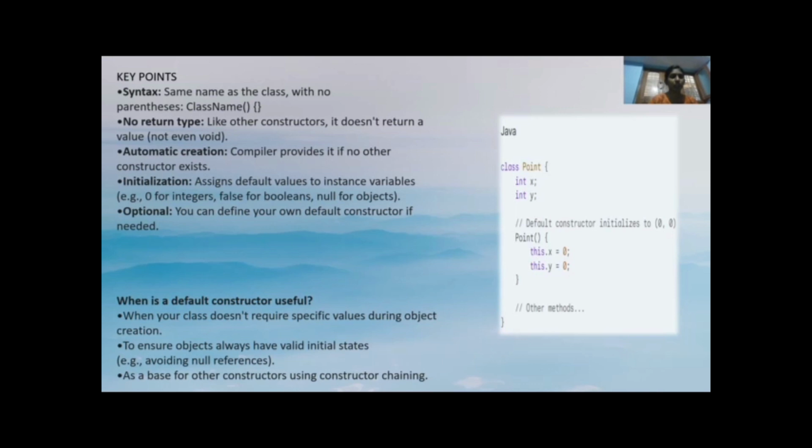And next we have key points for this default constructor. Syntax: same name as the class with no parameters. The syntax should be like this: class name, open braces and closing braces. No return type, like other constructors, it doesn't return any value, not even void. Automatic creation: the compiler provides it if no other constructor exists. Initialization: it assigns default values to instance variables, for example 0 for integer, false for booleans, null for objects. Optional: you can define your own default constructor if needed.